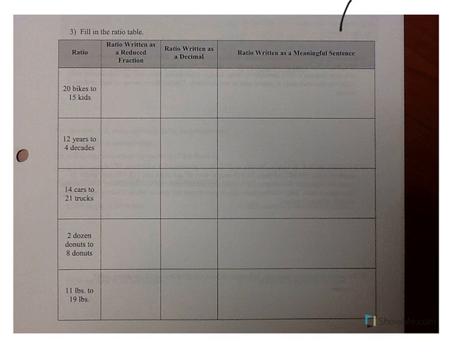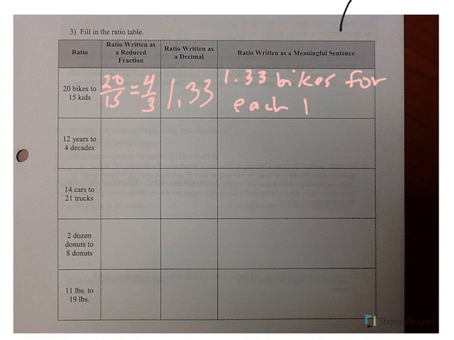Okay, so the first one, 20 bikes to 15 kids. If we write this as a reduced fraction, that'd be 20 over 15, 5 goes into each one, we end up with 4/3. As a decimal, it's 1.33. In a meaningful sentence, there are 1.33 bikes for each kid. Whatever comes first in your fraction is what comes first in your statement. It's like saying it's over 1. So bikes on top, kids on the bottom.